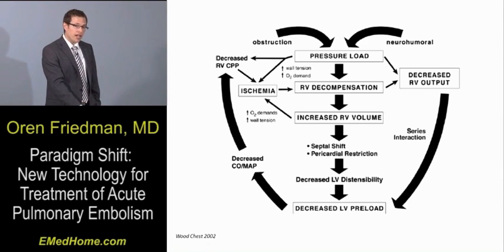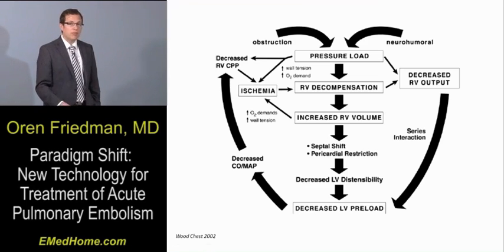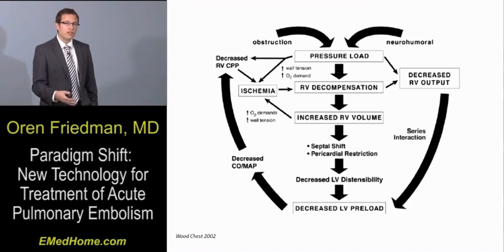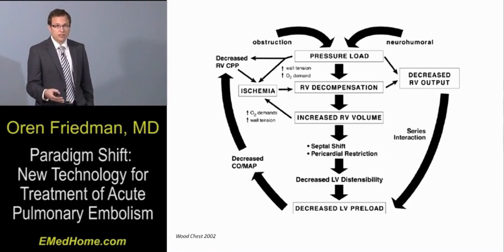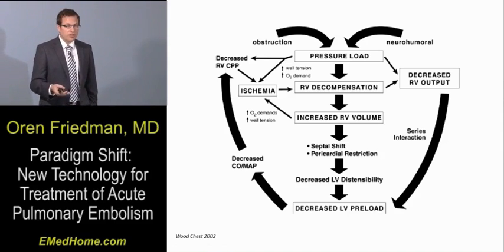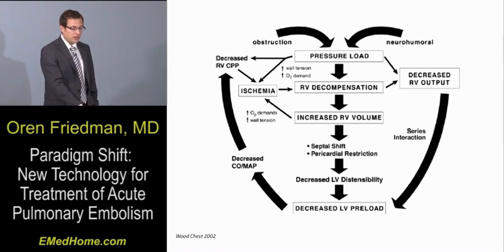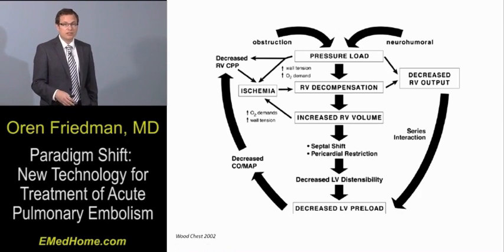When your RV cardiac output falls, your LV cardiac output, your left ventricular cardiac output, must therefore fall because your right ventricle and your left ventricle are linked in series. Your left ventricular cardiac output can never exceed your right ventricular cardiac output. But there is an additional factor of interventricular dependence in which the right ventricle and left ventricle are also linked in parallel. And that's because they share an interventricular septum.